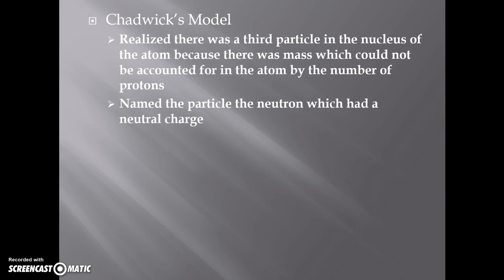You have the positively charged protons and the neutral neutrons in the center, the nucleus, and they make up most of the mass of the atom. And then somewhere on the outside, you've got these electrons. And that's kind of the current model, until another guy comes along.